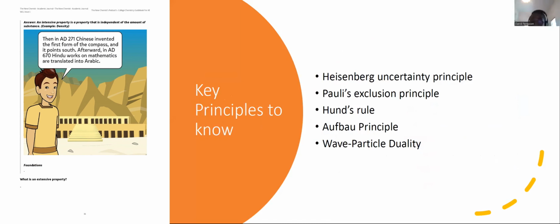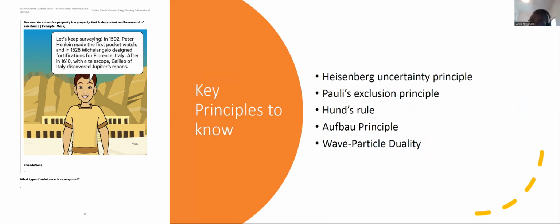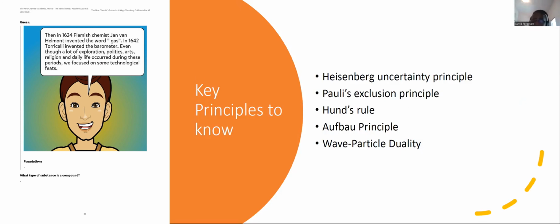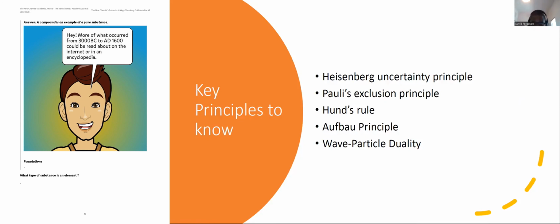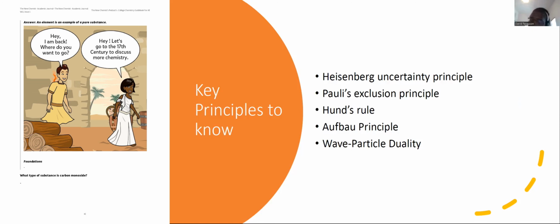Pauli's exclusion principle, in which no two electrons can have the same four quantum numbers. Hund's rule, in which when you're filling degenerate orbitals, electrons fill them singly first with parallel spins. The Aufbau principle, in which when you're building up or drawing electrons in orbitals, you build up from s to p to d to f. And wave-particle duality, in which de Broglie's ideas explain that matter has both wave-like and particle-like properties, and that was observed experimentally with the electron in the Davisson-Germer experiment.